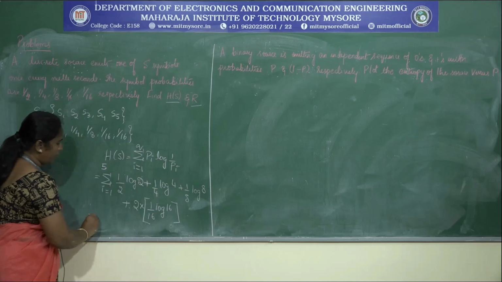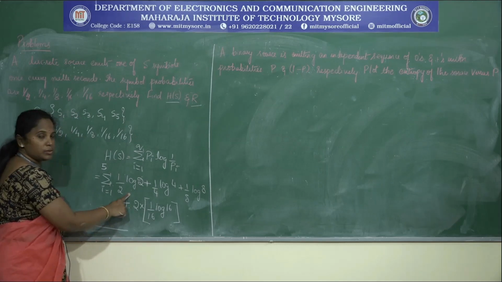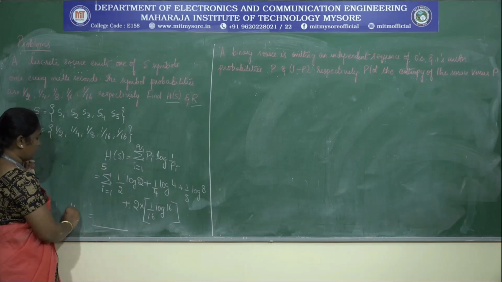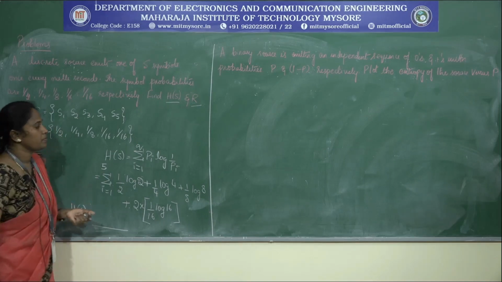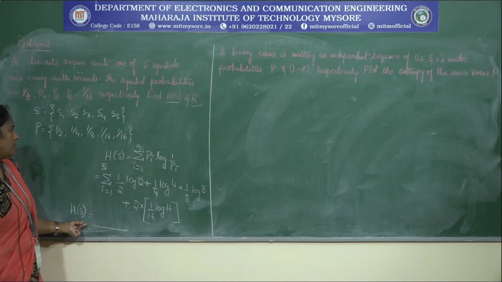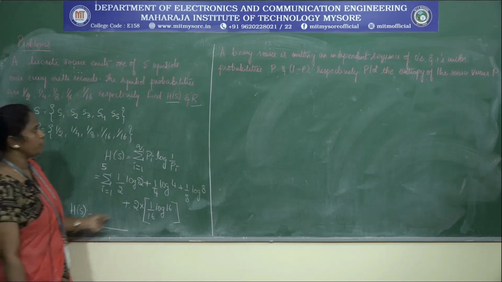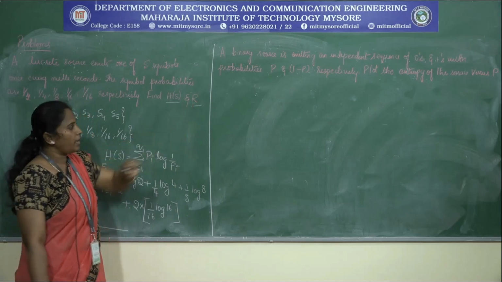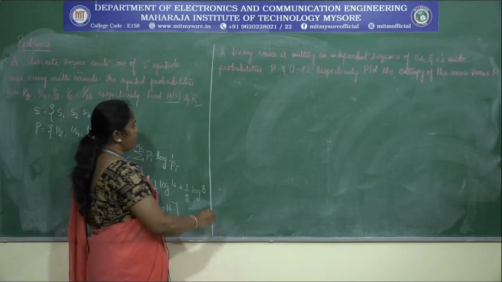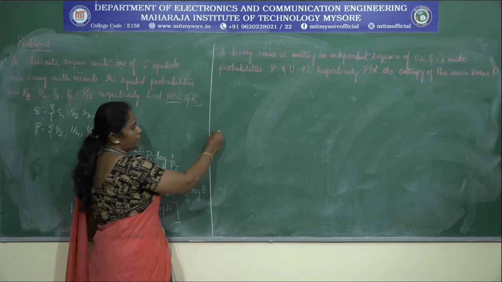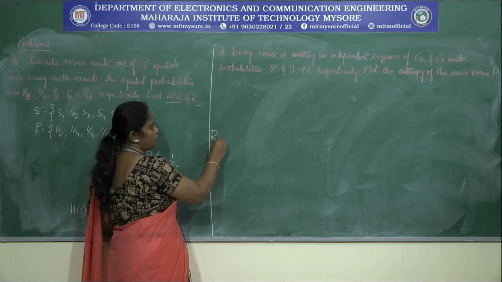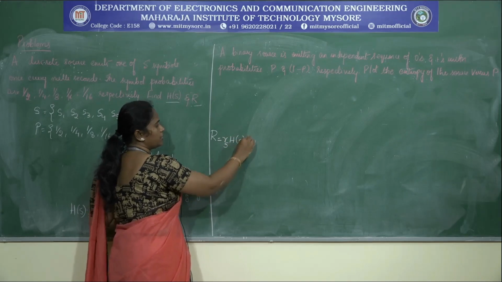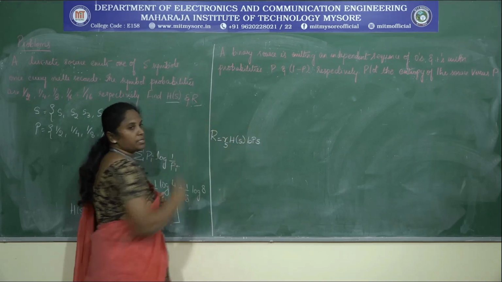So now if you simplify this one, you will be getting the value with respect to your entropy, that is H of S. Once you find the value of H of S, next you need to find the average information rate. So your average information rate R is equal to small rs into H of S, in BPS, that is bits per second.